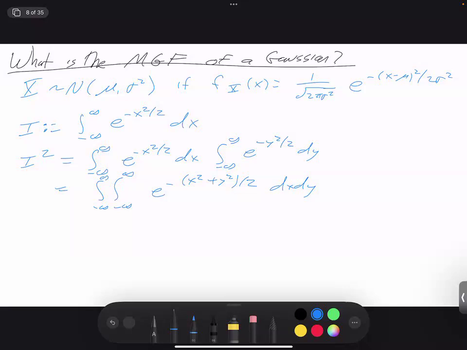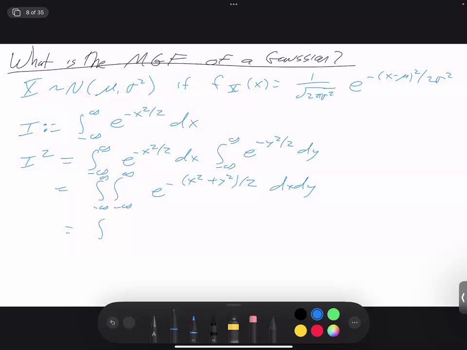If you listen very closely, you can hear it screaming at you to change variables, right? What variable should you use? Polar. It only depends on the sum of the squares. So we switch to polar.